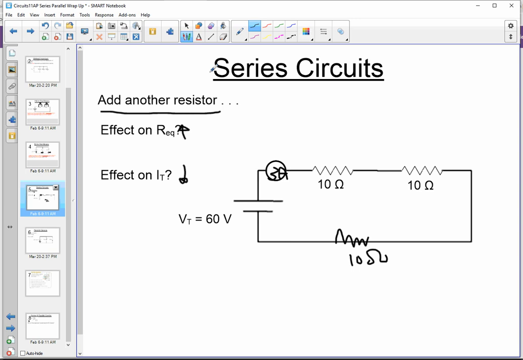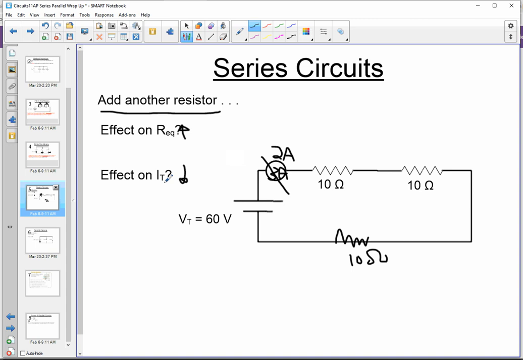Well, to be certain, the 3 amps will not flow anymore. If the equivalent resistance becomes 30 ohms, I total will be V total over R total, and 60 volts over 30 ohms will now be 2 amps of current. So as predicted, when we added a resistor in series, the equivalent resistance went up and the total current went down.